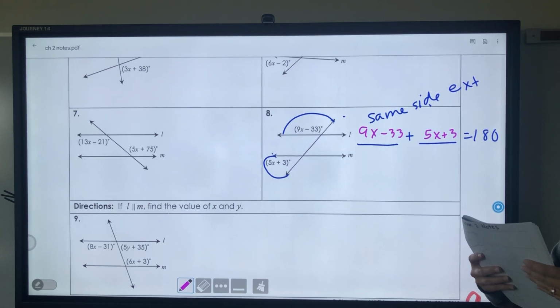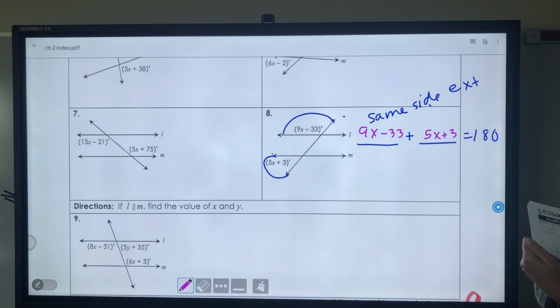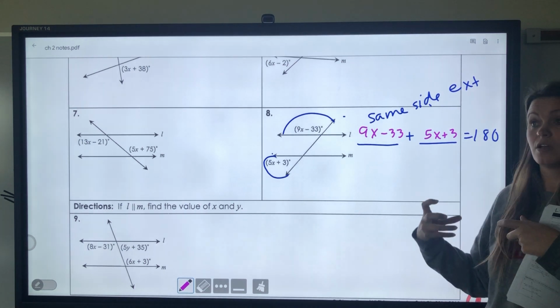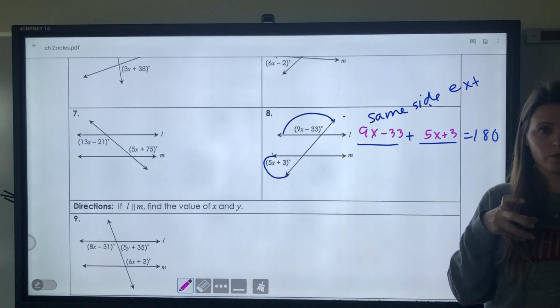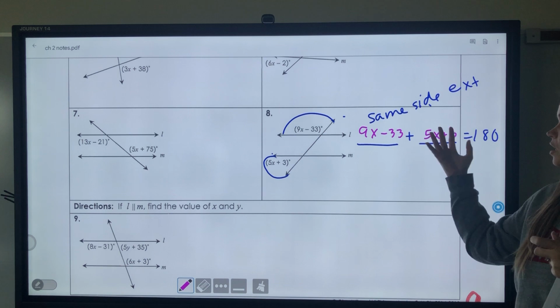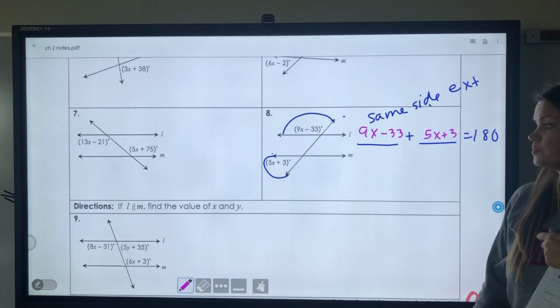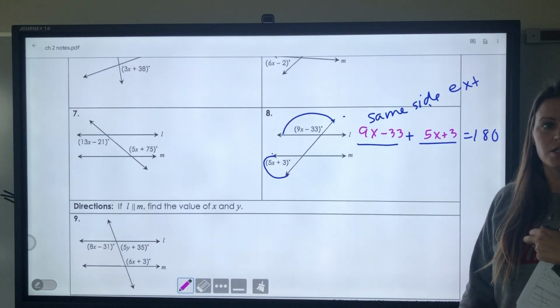Great, let's see if there's anything else we should discuss. I think that's it for today. Just remembering the 2 scenarios. Are you congruent or are you supplementary? Is the equals going to go in the middle, or are you going to have this sum equals 180? So good luck on your lesson and ask us for help.